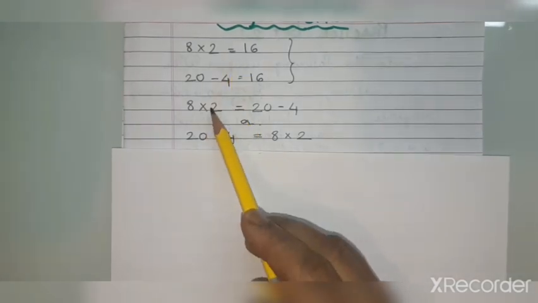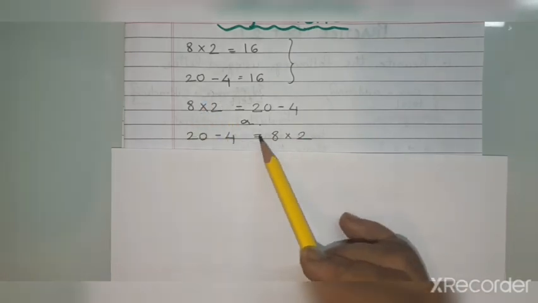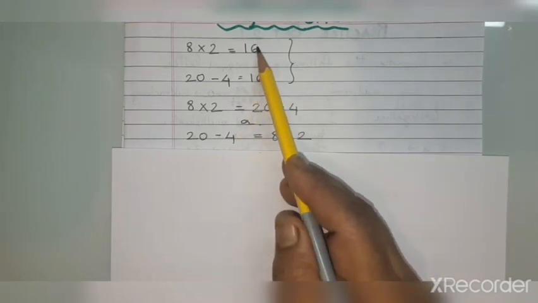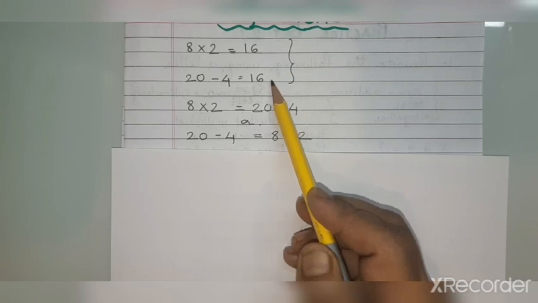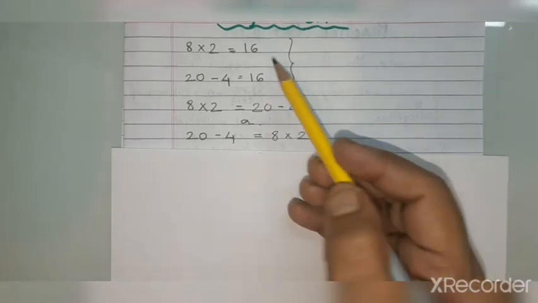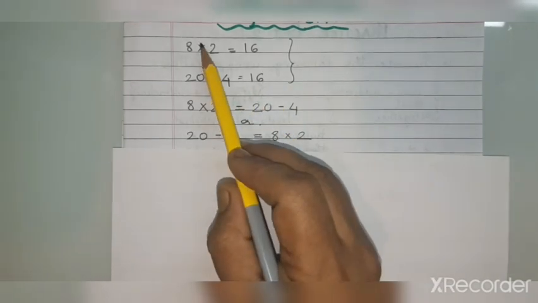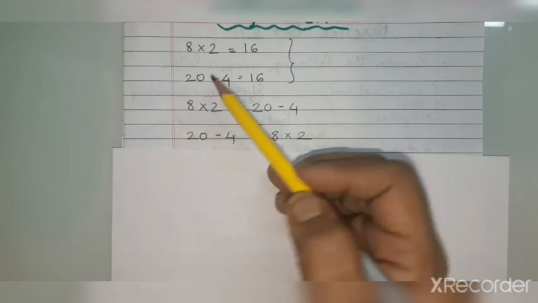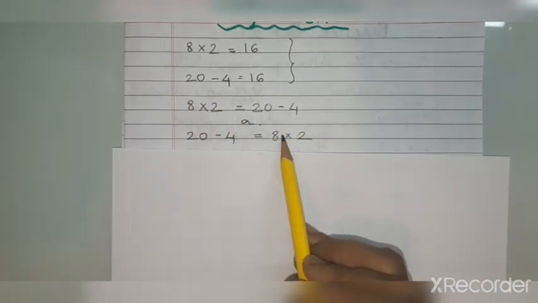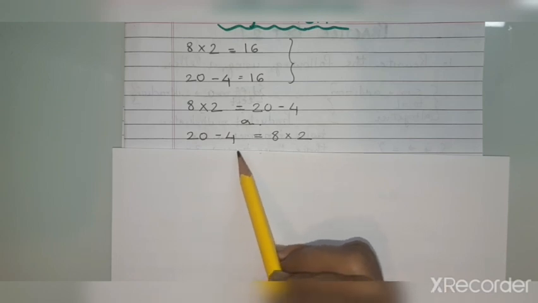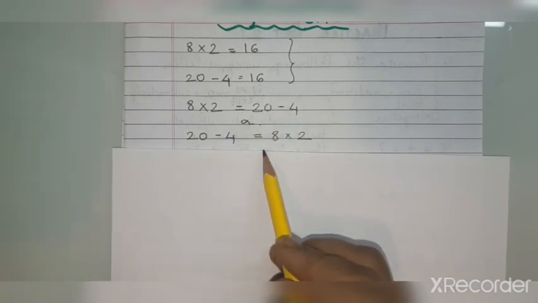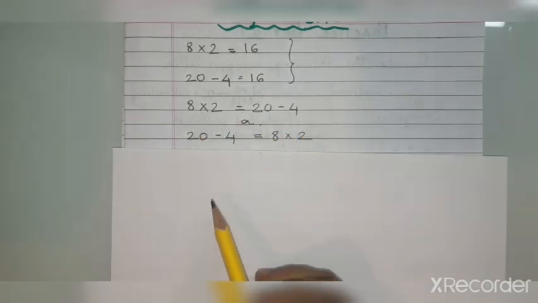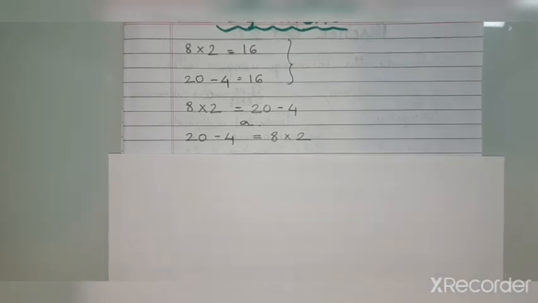So first, why have we written this, and why is it possible that it is equal? Because we know that their values, the solutions, are the same. Therefore, if 16 is equal to 16, then I can write 8 into 2 is equal to 20 minus 4. But in that case, I can also write 20 minus 4 is equal to 8 into 2. So they remain equal even after exchanging from right hand side to left and left hand side to right. I hope this is clear.